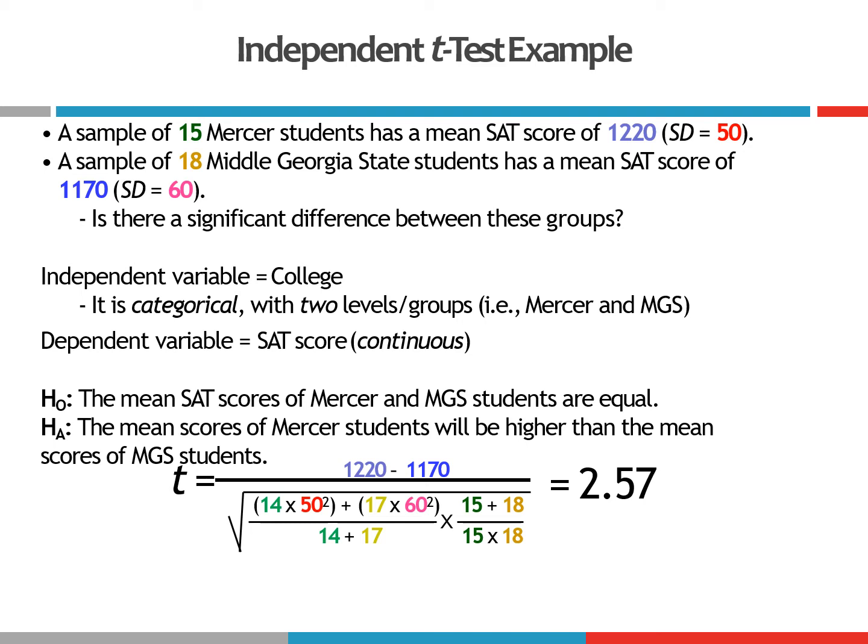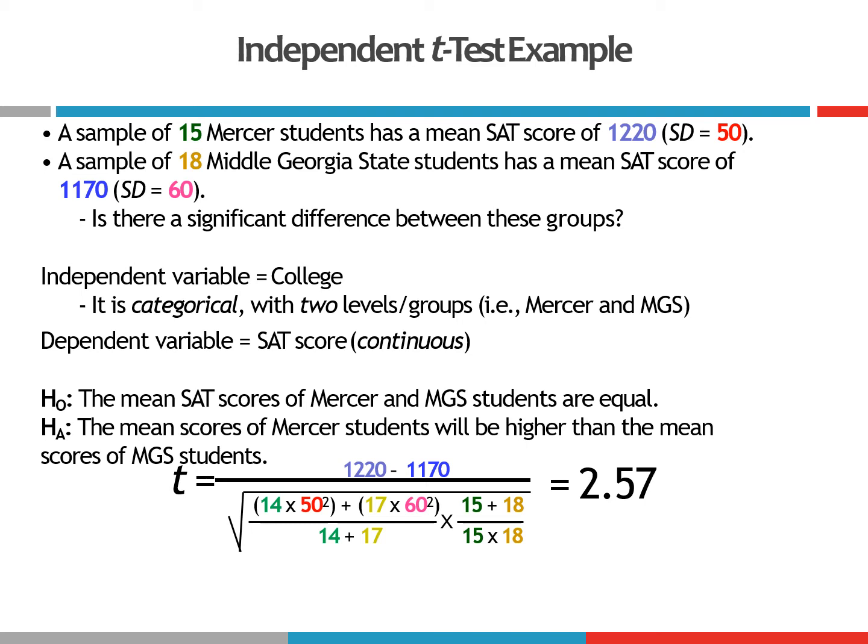So again, our independent variable is college or university, so it's categorical with two levels. We have Mercer and MGS students. And our dependent variable is SAT score, which is a continuous variable. So we know that we're conducting the right test. We've satisfied all of our requirements.